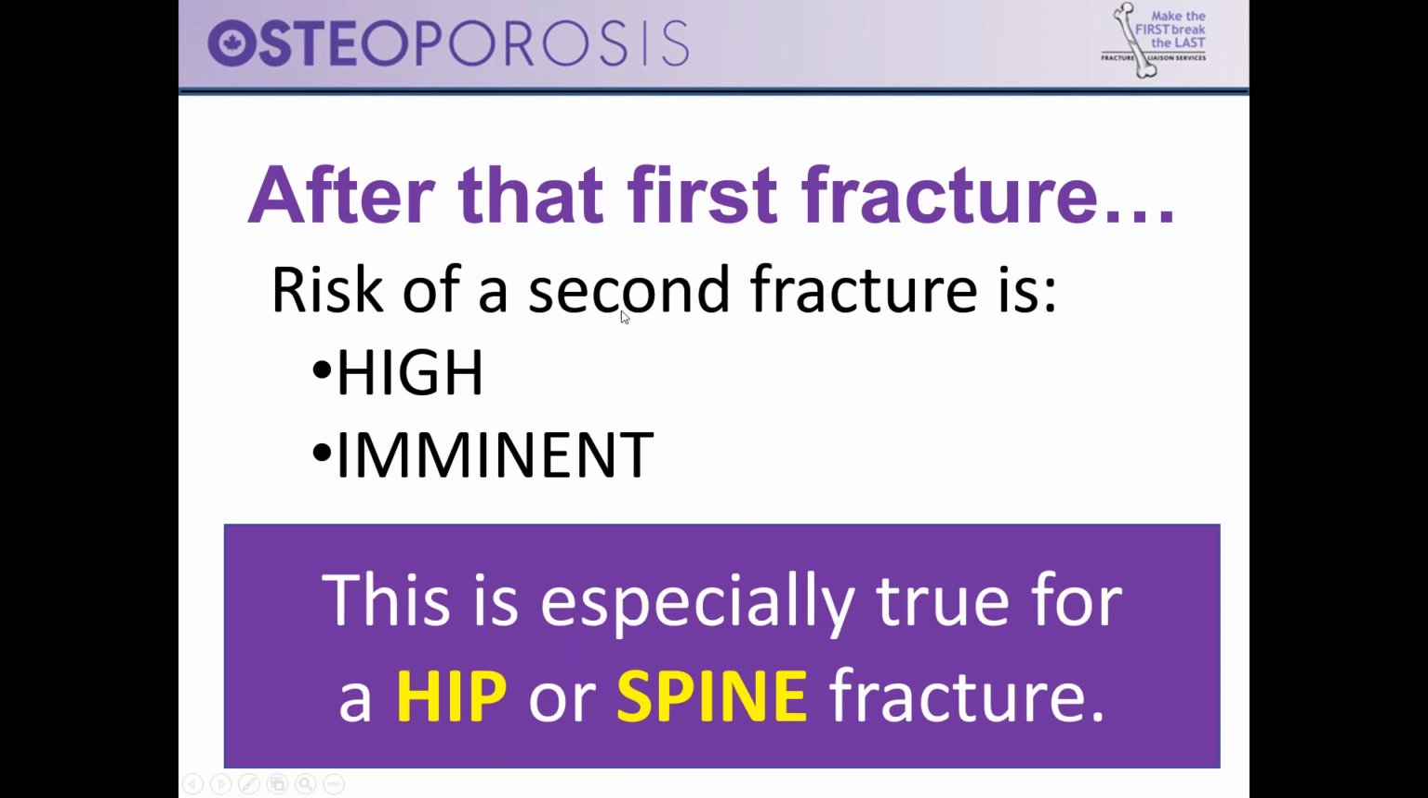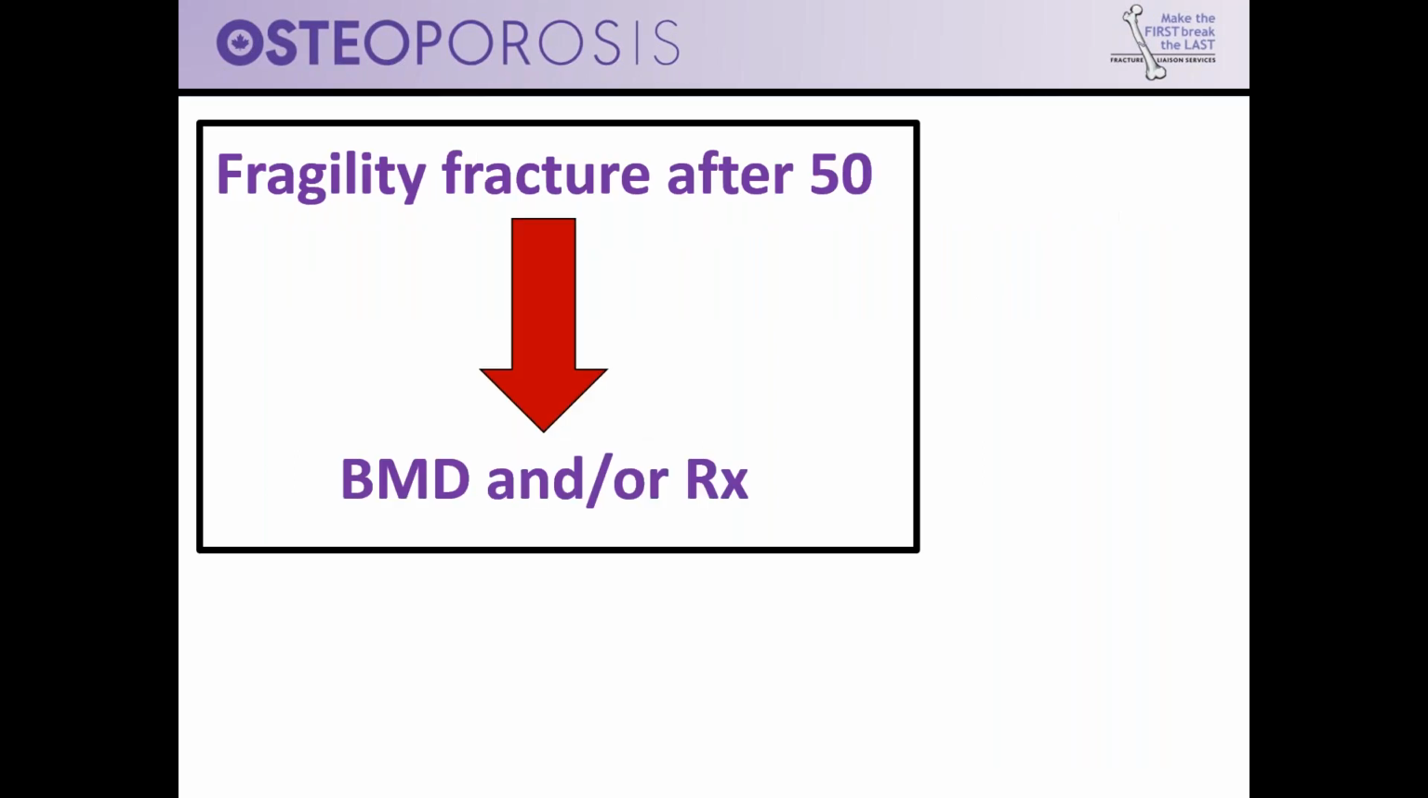So quite obviously, the risk of second fracture is really high, and it is imminent, but this is particularly so for the broken hip and the broken spine. So what do our guidelines say? Well, quite obviously, this is an important component of the guidelines. Our guidelines are evidence-based. So fragility fracture after the age of 50, something needs to happen regarding osteoporosis.